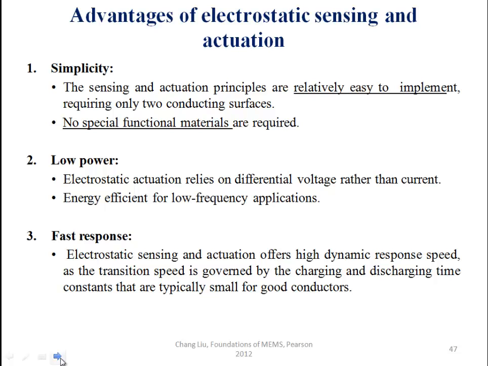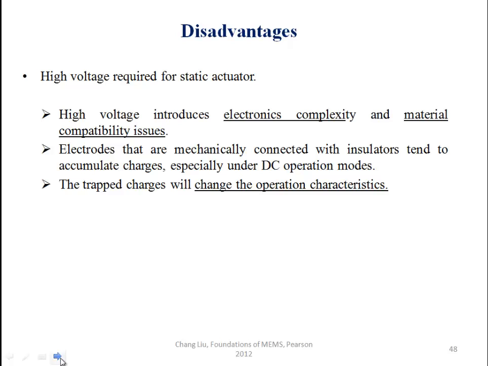Third one is fast response. As I said, we are using a capacitor. In a capacitor, the transition speed mainly depends upon the charging as well as discharging time, so they provide very high dynamic response speed. Then come the disadvantages. For electrostatic actuators, we need high voltage.